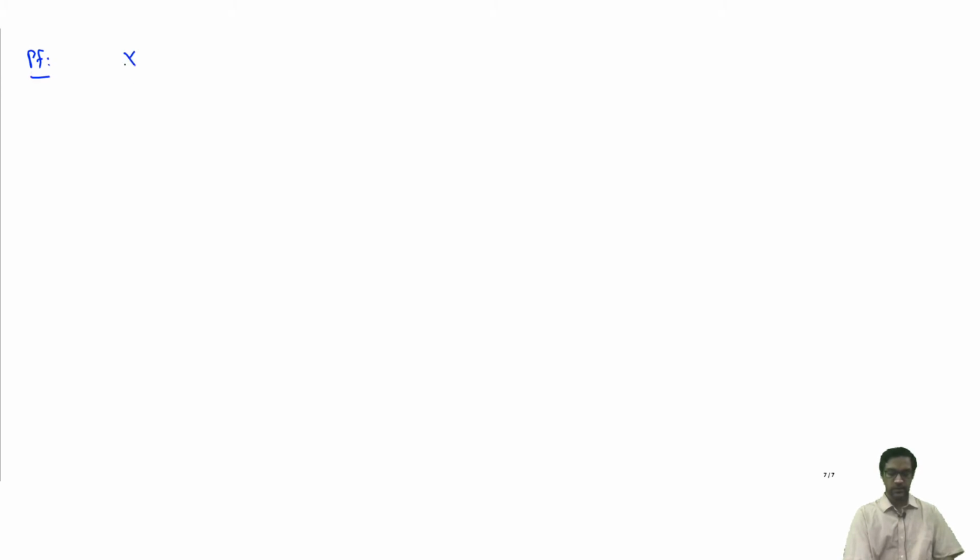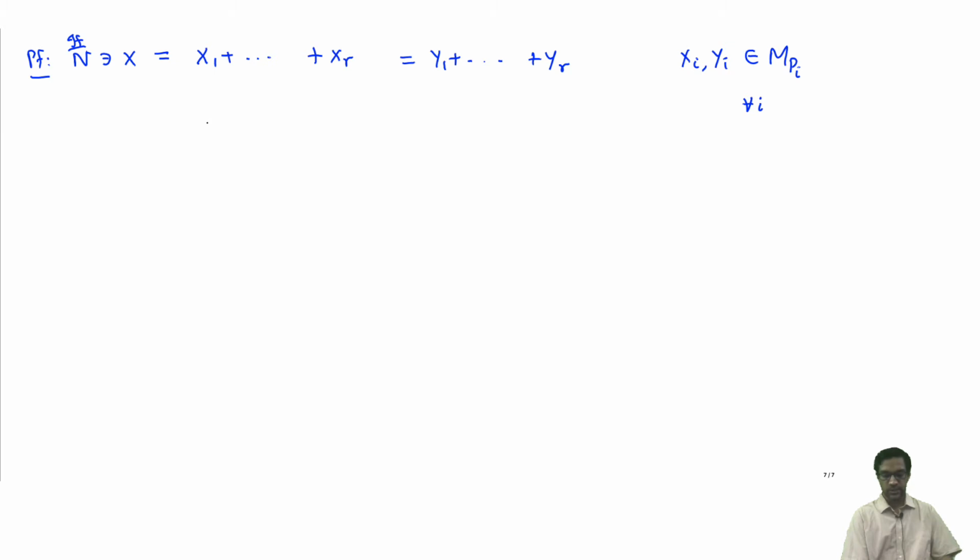So let's pick an x in N, and if possible, suppose this has two different such expressions, x1, x2, xr, and also y1, y2, yr, where xi and yi come from MPI for all i. As is standard in all these proofs, we subtract the two expressions. If I take xi minus yi and call those zi's, this means that z1 plus z2 plus zr is 0, where zi is xi minus yi. Observe the difference of these two is also in the module MPI. Now from here I will try to prove that each of the zi's is 0, which is all I need.